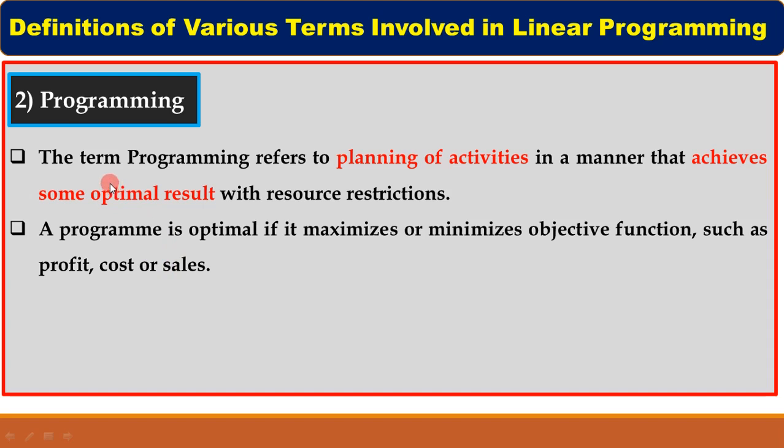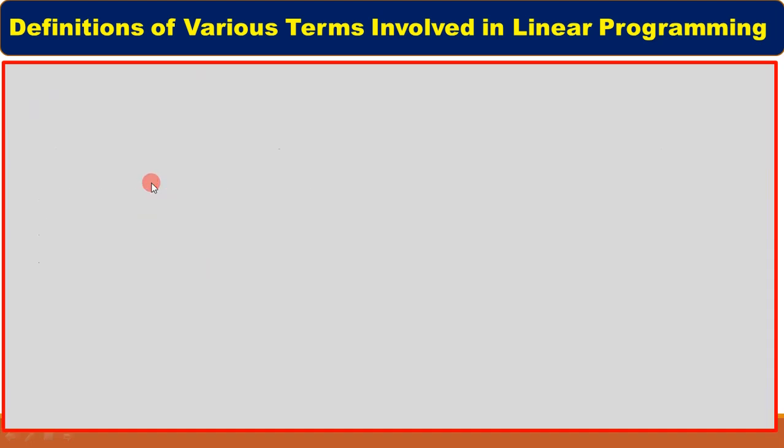So in the first statement I said that the term programming refers to the planning of activities such that it achieves some optimal results. But what type of result can we say is an optimal result? We can say that a result is optimal if it gives us the maximum value of profit, or the minimum value of cost, or the maximum value of sales. If a result gives such a maximum value of profit, minimum value of cost or maximum value of sales, then we can call it an optimal result.